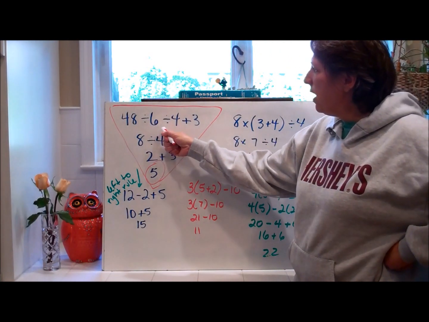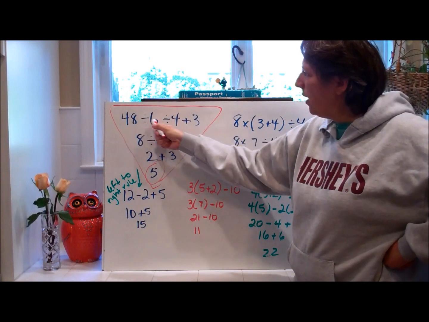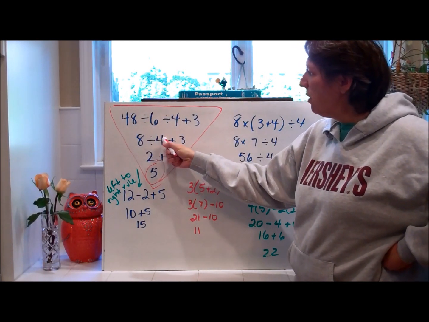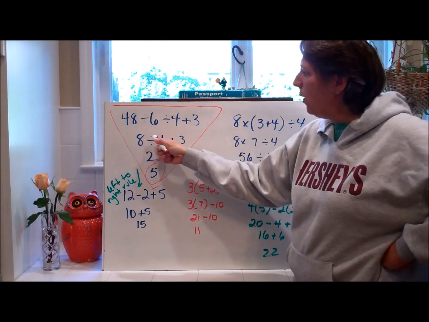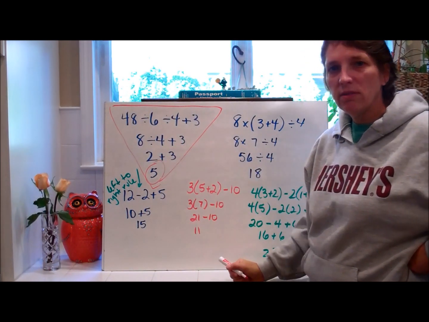So we have 48 divided by 6 divided by 4 plus 3. We're going to go left to right here. 48 divided by 6 is 8. And then I bring down divided by 4 plus 3. And then I go 8 divided by 4 is 2. I bring down my 3. 2 plus 3 is 5.